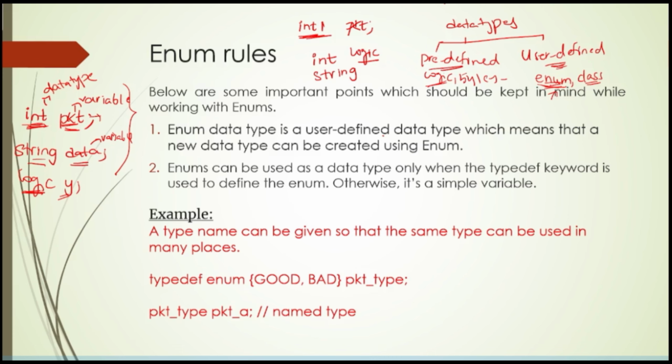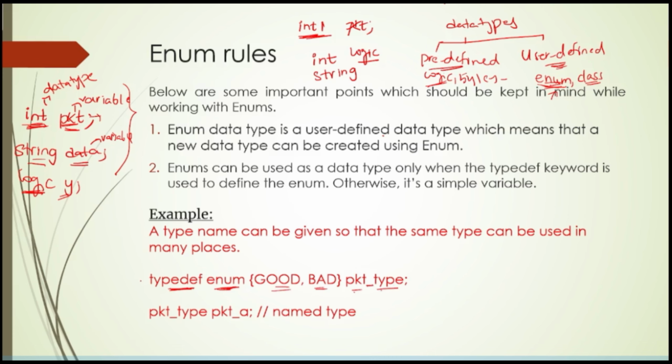But when it comes to user defined data types, that means you are the user and you are defining it. So you can define it in any manner you like. Okay, clear? So how are we going to do it? As I told you, when you want to create a data type with enum, you should use the keyword typedef. Okay, typedef enum, good, bad. These are the elements, and pkt_type, that means packet type, with an underscore.